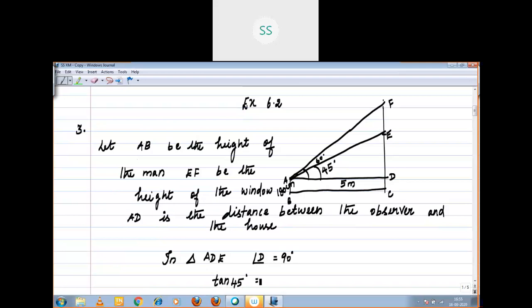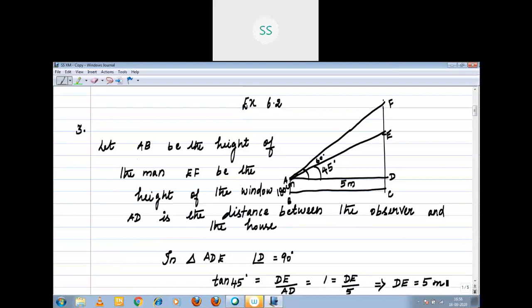Tan 45 degree equal to, what is that? Tan 45 degree equal to DE divided by AD. 1 equal to DE divided by 5, because they said the distance between the observer and the wall is 5 meter. So which implies DE equal to 5 meter. Got it, children? Say yes or no.